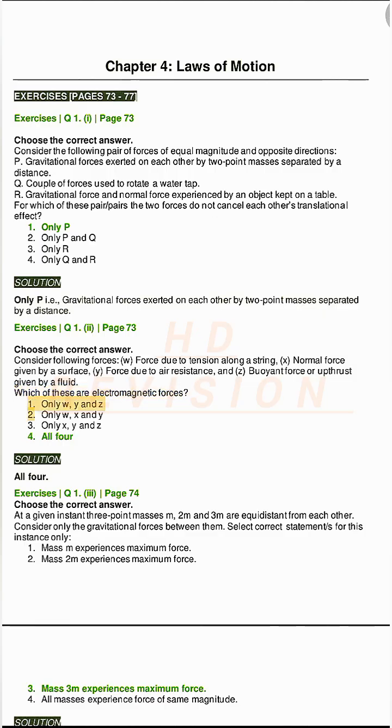1. Only W, Y and Z. 2. Only W, X and Y. 3. Only X, Y and Z. 4. All 4. Solution: All 4.